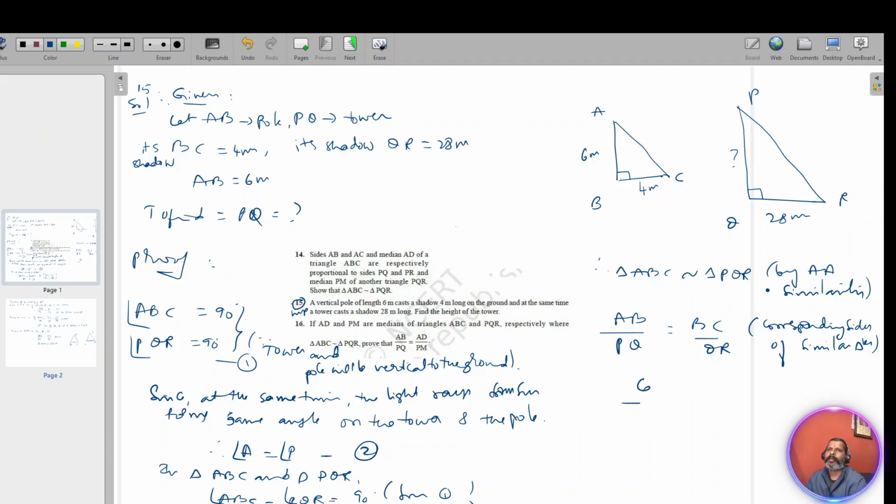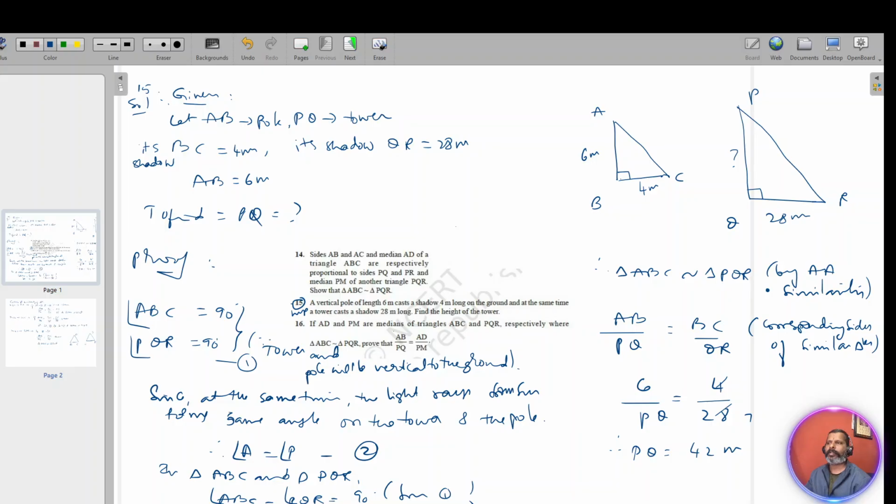AB is what? 6. PQ is what? PQ only. BC is what? 4. QR is what? 28. 4 1 ja, 4 7 ja. Therefore, PQ, cross multiply: 7 6 ja, 42 meter. Therefore, just conclude what they want. Find the height of the tower. So the height of the tower is equal to 42 meter.